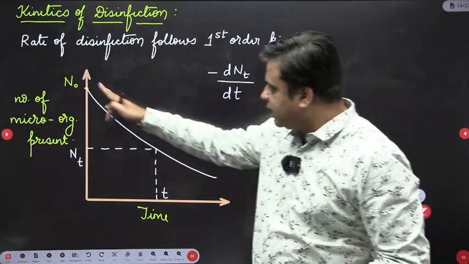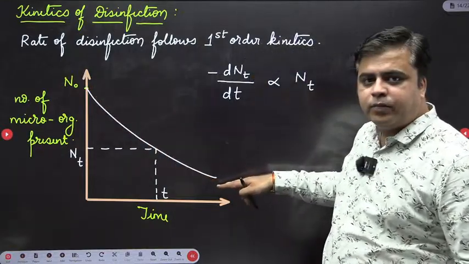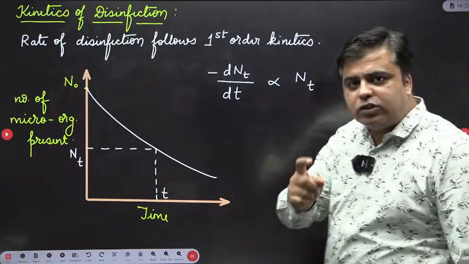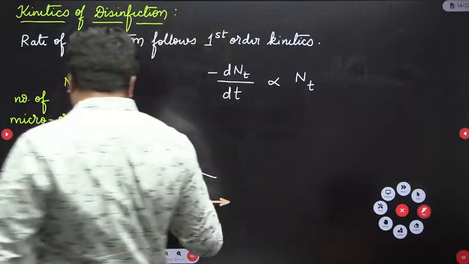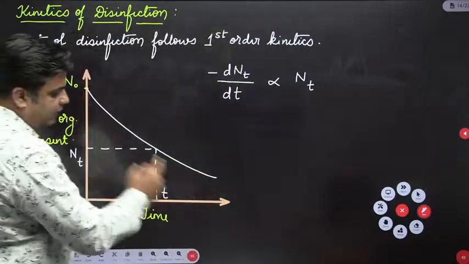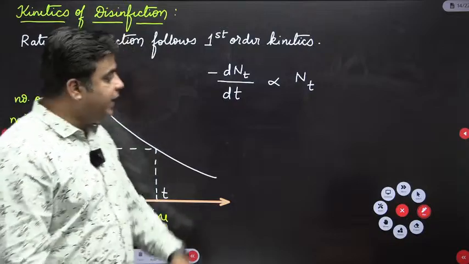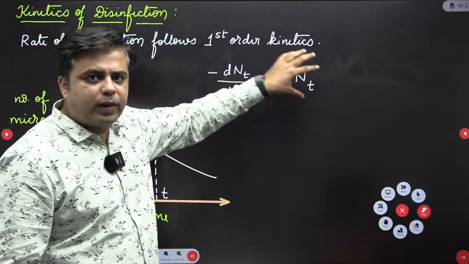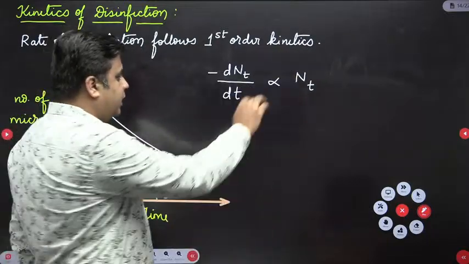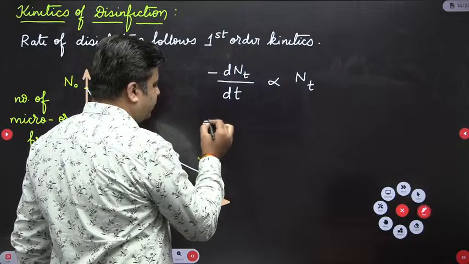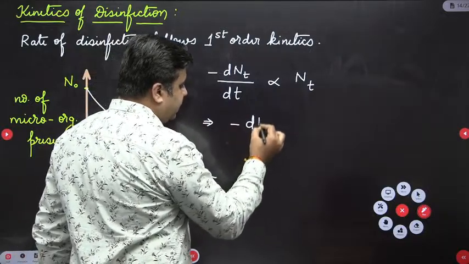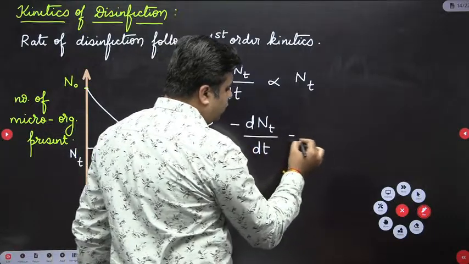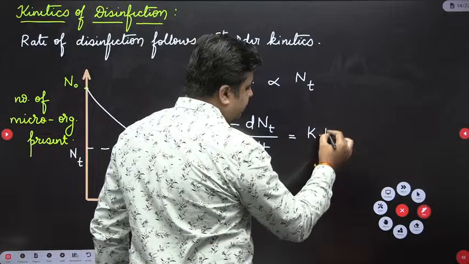The slope of this graph is continuously reducing, and the reason is that the number of microorganisms present in the system is also reducing. So the slope of this graph is proportional to the amount of microorganisms present in the system. Removing the proportionality sign, you have minus dNt by dt is equal to K into Nt.